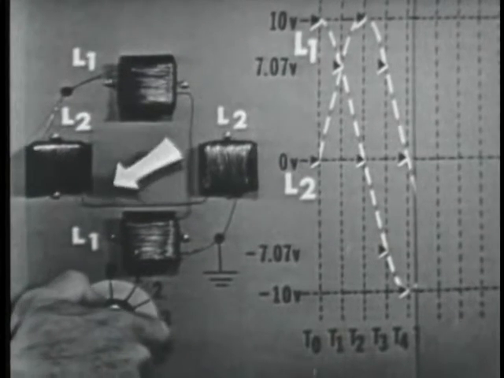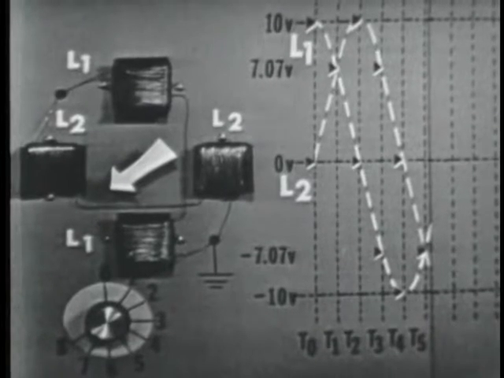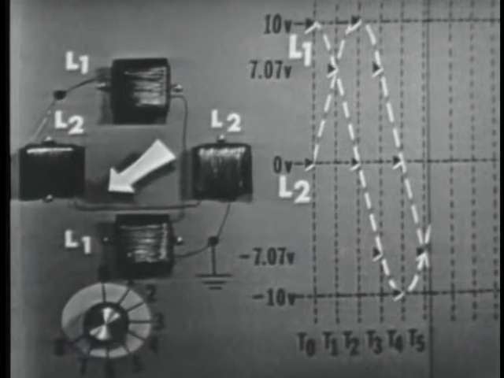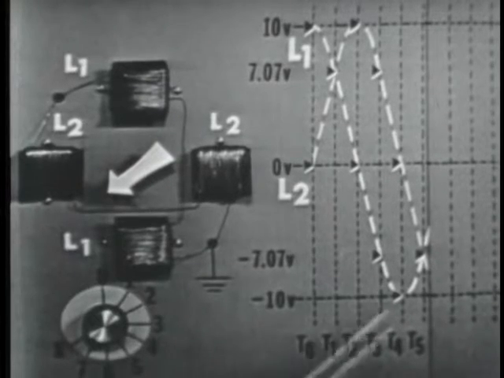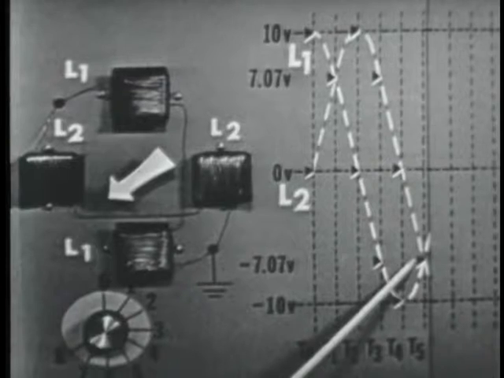Okay, Bob, switch it to time 5. Now, once again, the pointer shows that both coils are energized. Now, notice that we also have reversed the polarity of voltage applied to L2. Now, both coils are at a negative 7.07 volts.